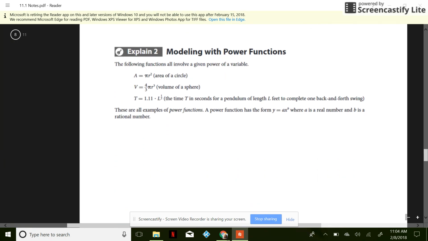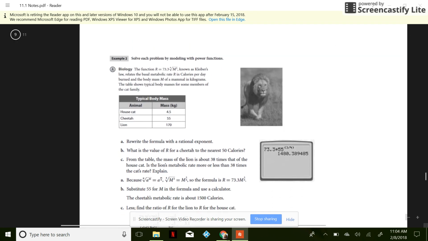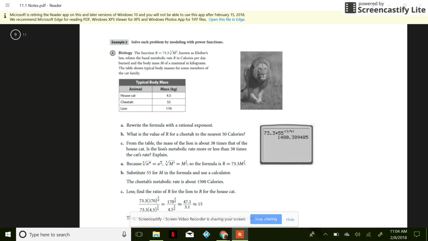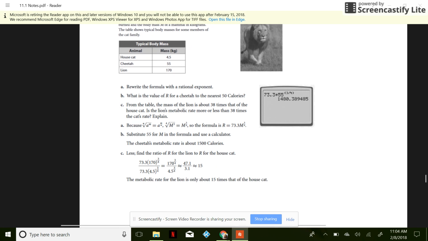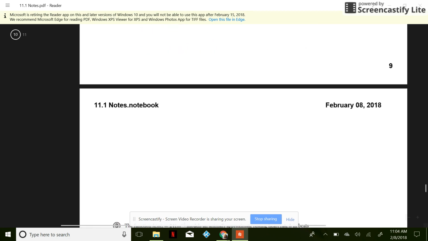So we can use these in some modeling. So we've got area is pi r squared, volume is 4/3 pi r cubed, and then this equation for t, which is time in seconds for a pendulum. These are all examples of power functions. So a power function has the form y equals ax to the b, where a is a real number and b is a rational number. So here they've used a function, and then they're doing a little bit of solving and rewriting of equations based on these power rules.